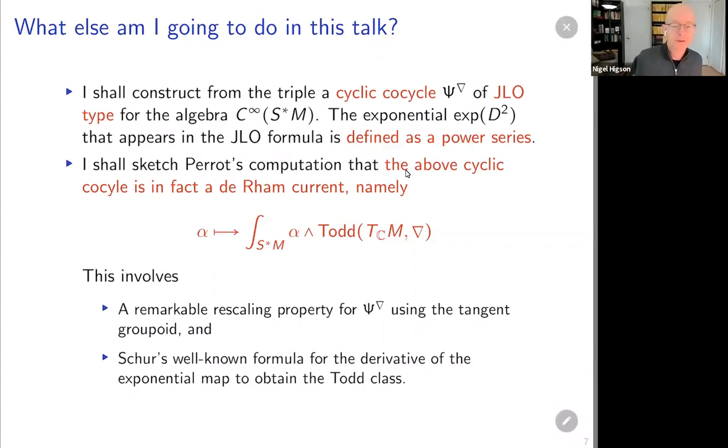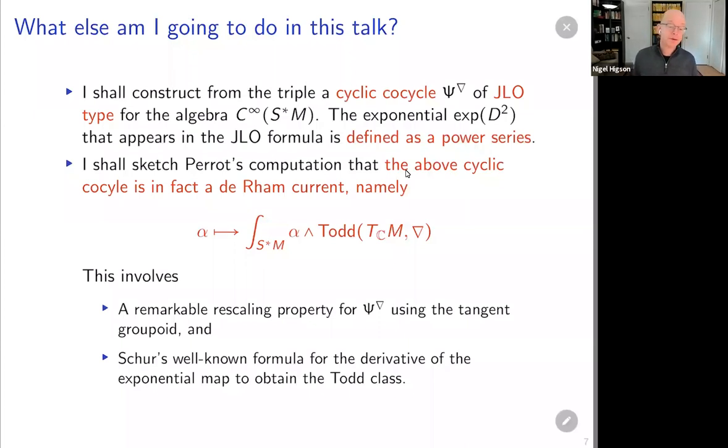Nevertheless, we'll get a well-defined cyclic cocycle, and then I'll describe roughly how it's calculated and the fact that this cocycle is on the nose, even though it comes from a Dirac operator in this odd way, a current. It's just the Todd class, as you see in this formula. And the calculation is rather interesting in many respects.